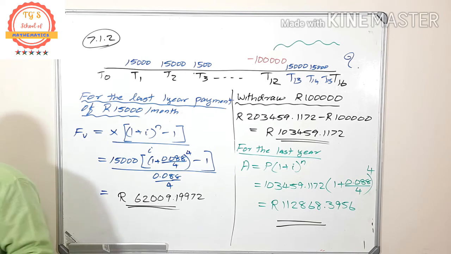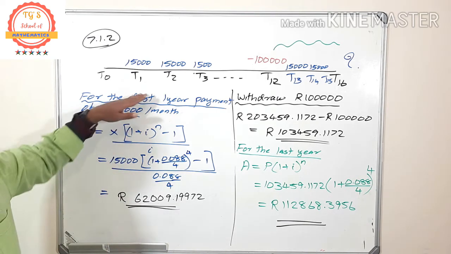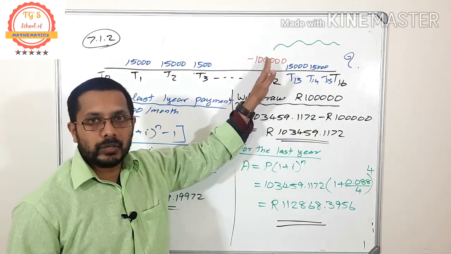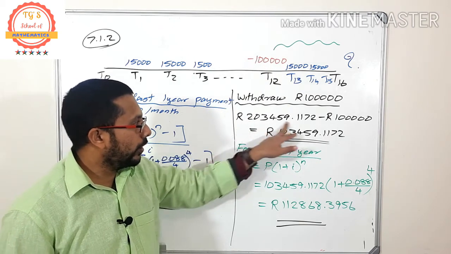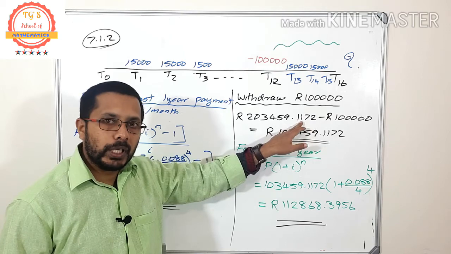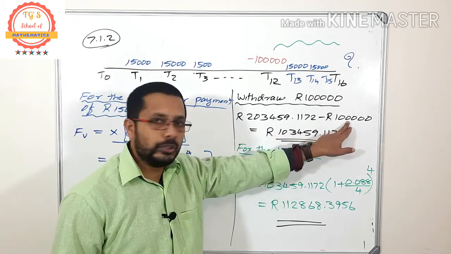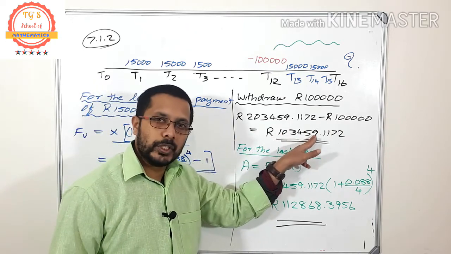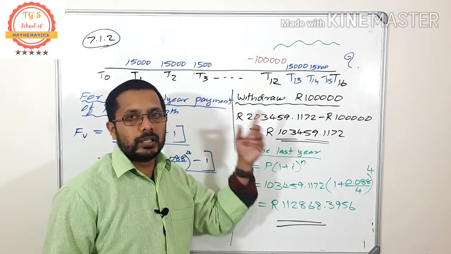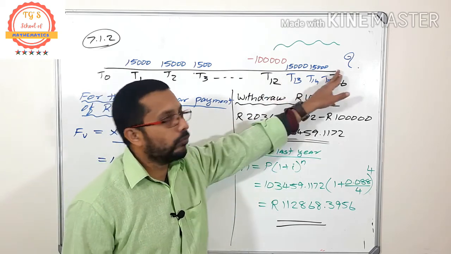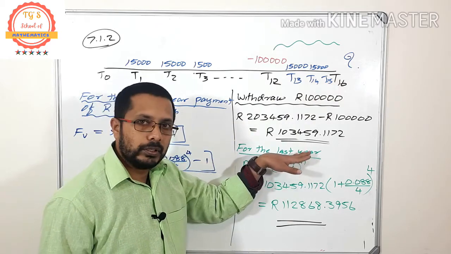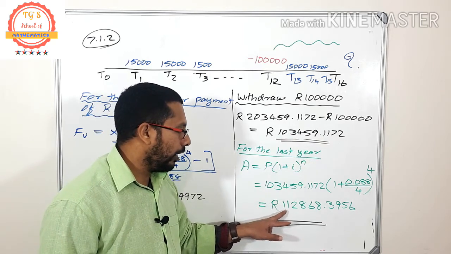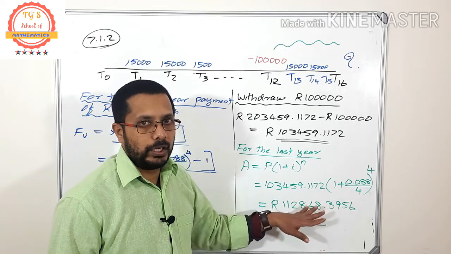After the withdrawal of this 100,000 after 3 years, this is the amount in her account after 3 years, and from that amount she withdraws 100,000. So at the beginning of the 4th year, this much amount is in her account. The bank is supposed to pay interest for that amount for the remaining 1 year, that means for the last year, the 4th year. The total for this amount is 112,868.3956, but that's not the final answer.